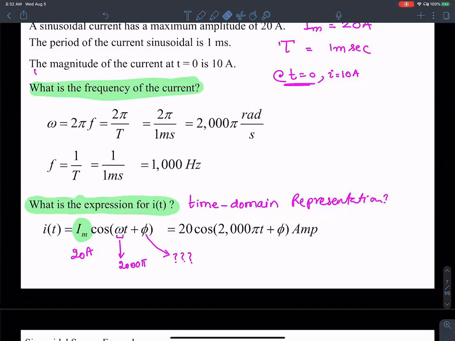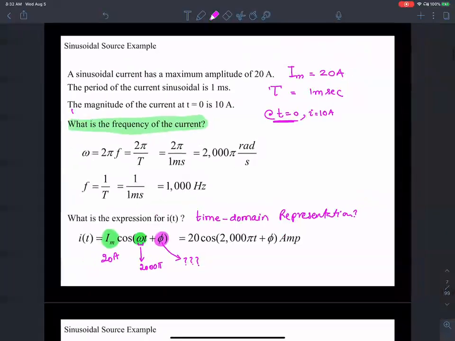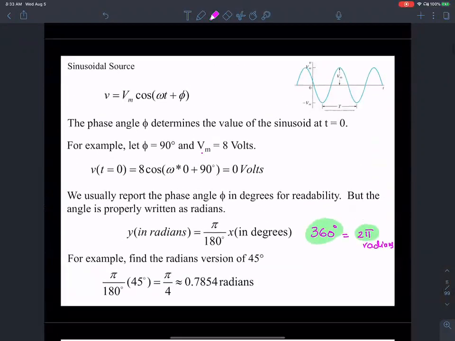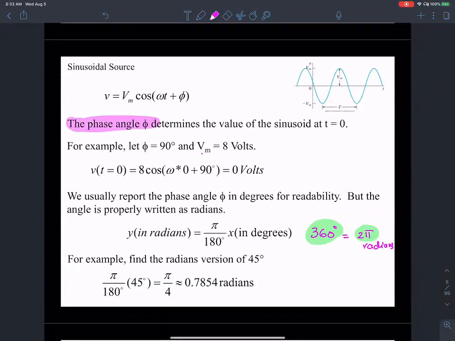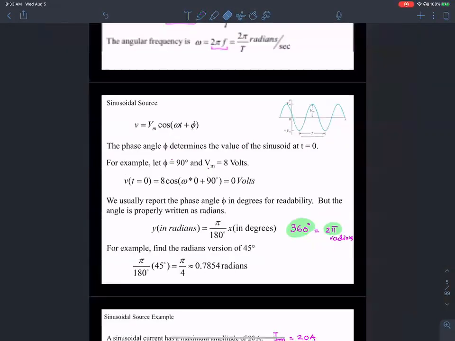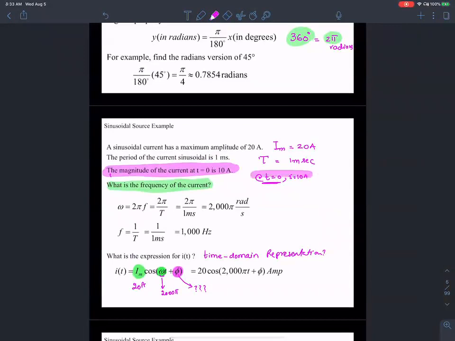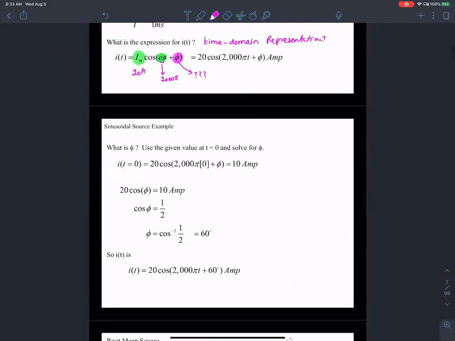If I knew phi, then I would know just about everything in here. I know omega, I know Im, and it's this phi that I have to find out now. How can I find out phi? Well, I can find phi from the information that is given for t equals 0. Remember, the phase angle phi determines the value of the sinusoid at t equals 0. The value of the sinusoid at t equals 0 is given, and you're asked to find phi. Let's see if we can do that. For that, we are going to make use of this piece of information.